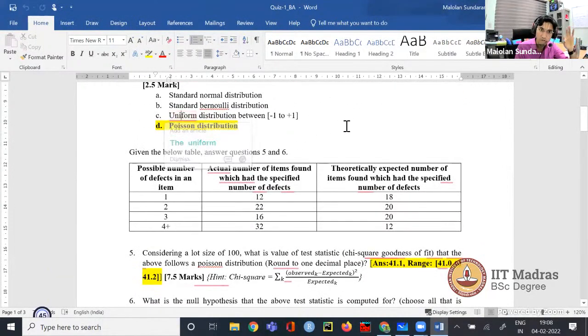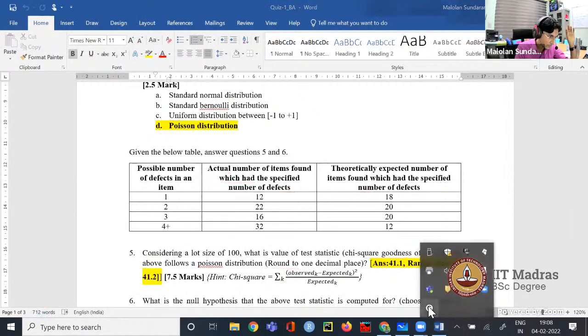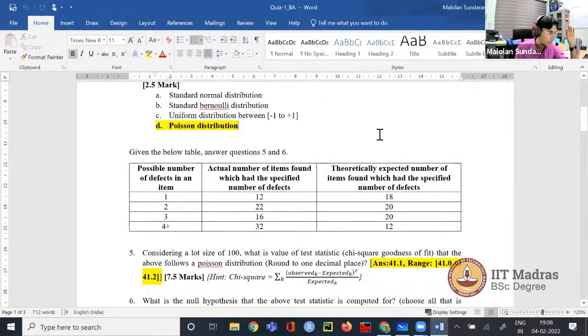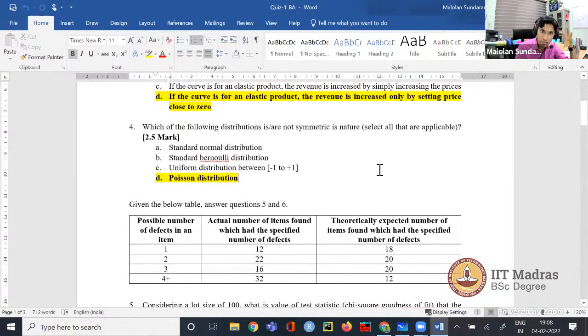Then comes the uniform distribution. The uniform distribution is symmetric in nature, irrespective of the range, whether it is -1 to +1, 0 to 1, 1 to 2, or 0 to 2, whatever it may be, all values on that have an equal chance of being chosen. So the uniform distribution is symmetric in nature. So among the given options, only Poisson is a non-symmetric distribution. So that would be the answer to this particular question.